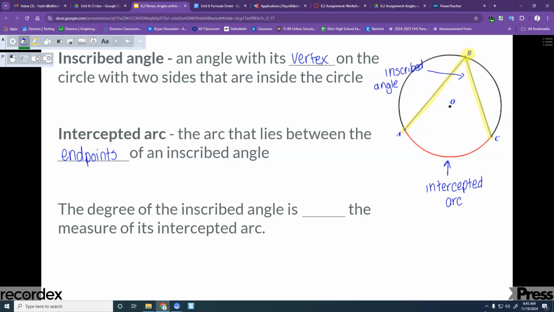Okay, and the key that you must know here is the degree of the inscribed angle is half the measure of its intercepted arc. So central angles are equal. Inscribed angles are half.